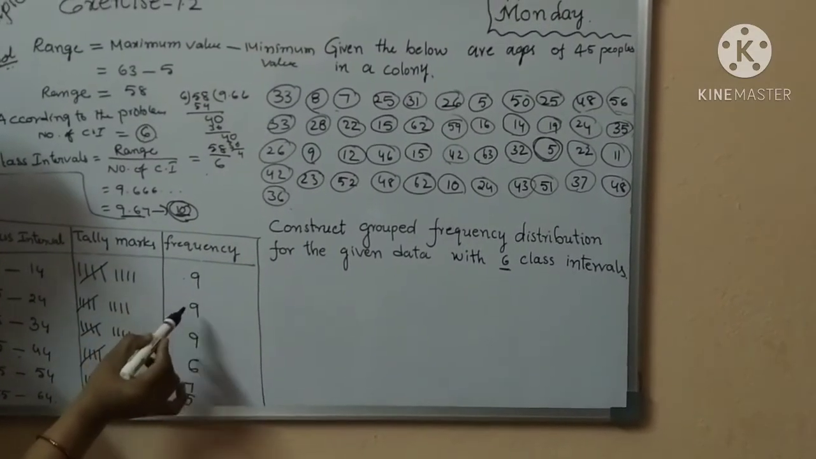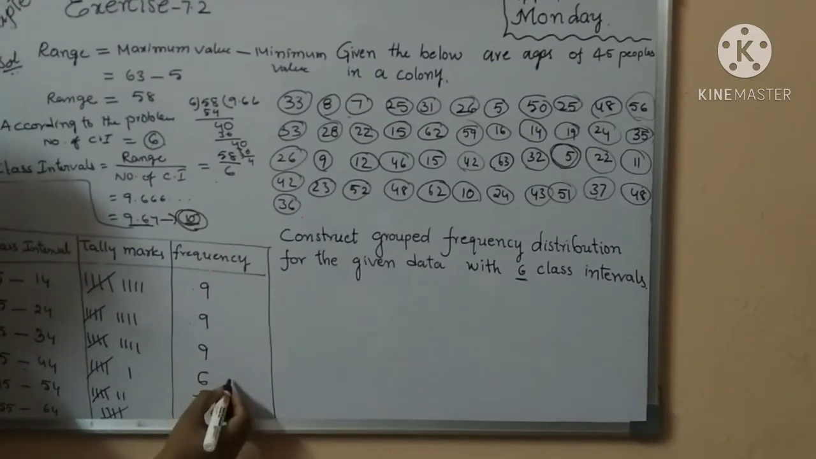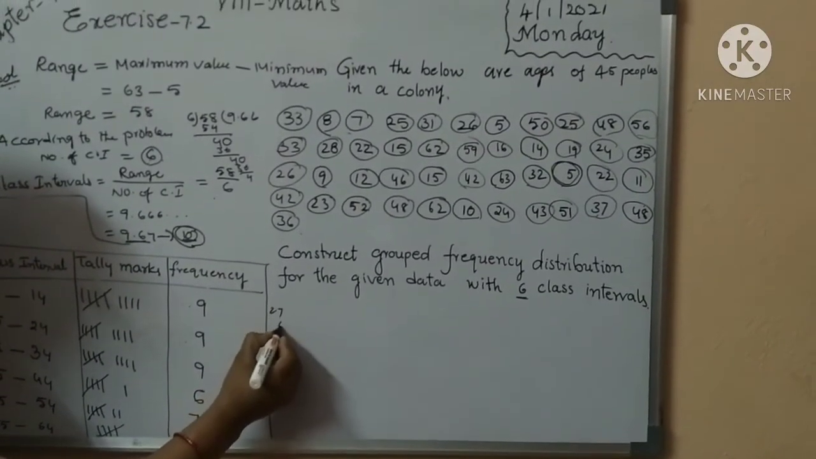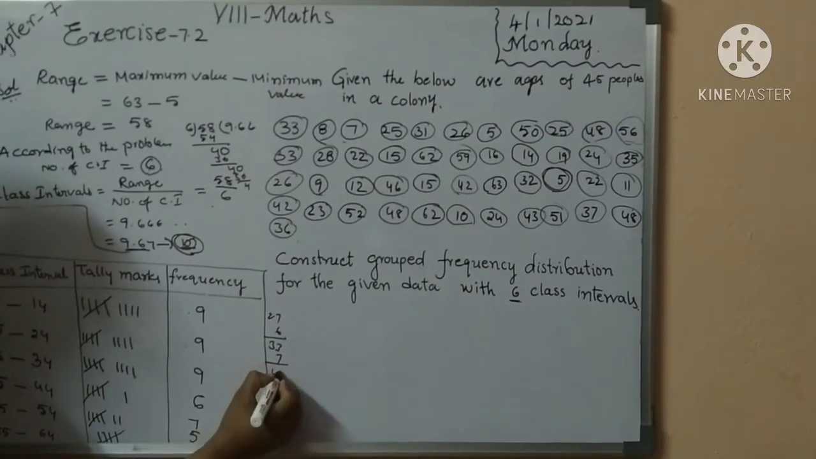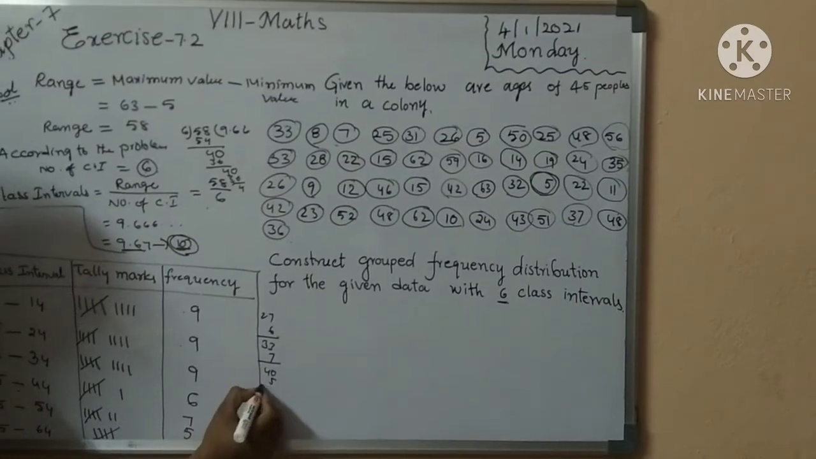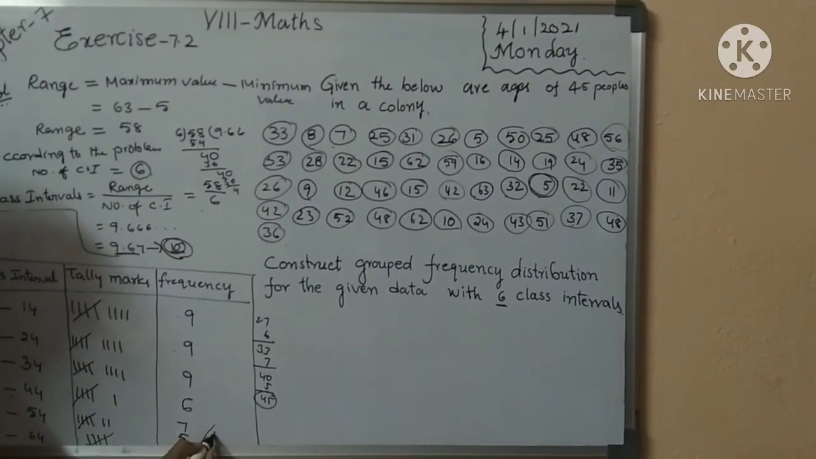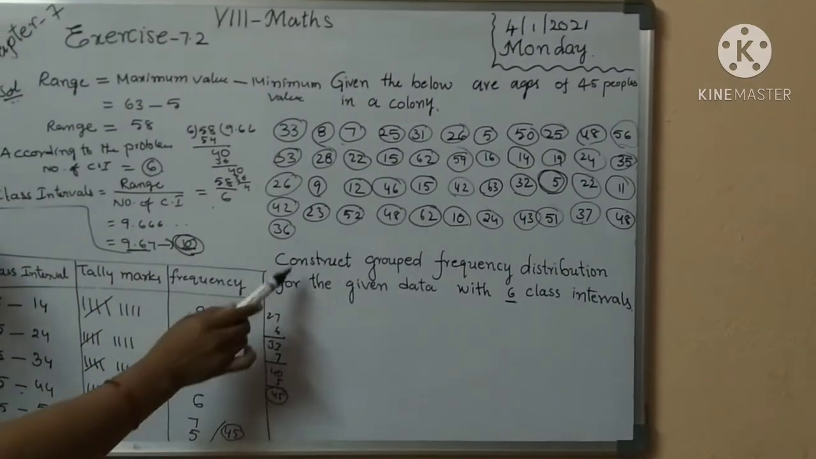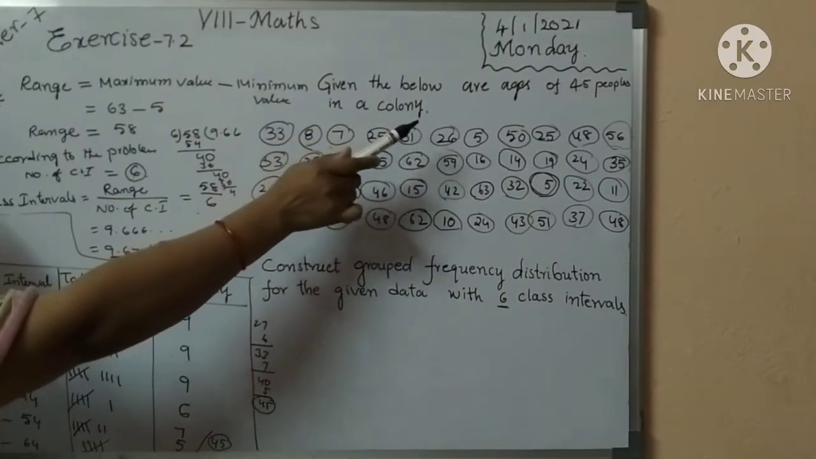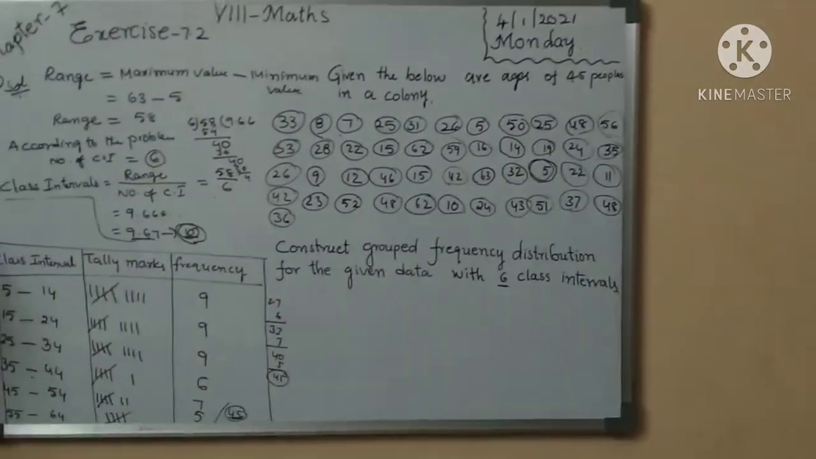So 9 plus 9, 18. 18 plus 9, 27. 27 plus 6, 33. 33 plus 7, 40. 40 plus 5, 45. So the total number of frequencies means total people, 45 people. So here they gave the ages of the 45 people. So here 45 members are there.